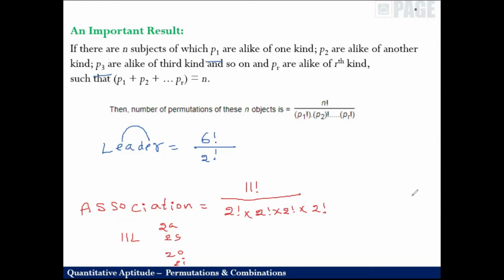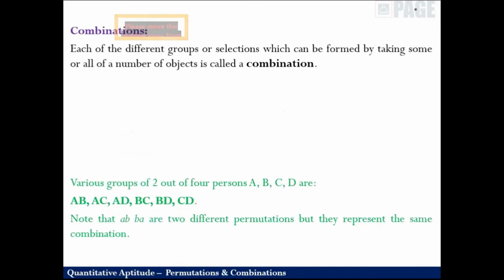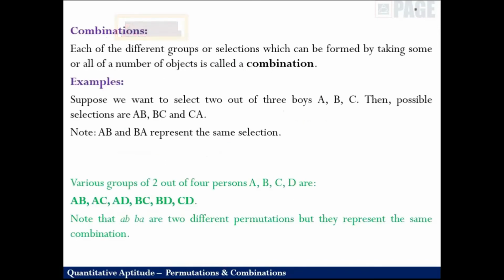Now let's move on to the next point. Now coming to the arrangement or selection. Selection means order doesn't matter. Here AB selection is the same as BA selection, right? AB and BA are the same selection. There is no difference. If you want to select r objects from n objects, that is called nCr. That is n factorial by r factorial into n minus r factorial.